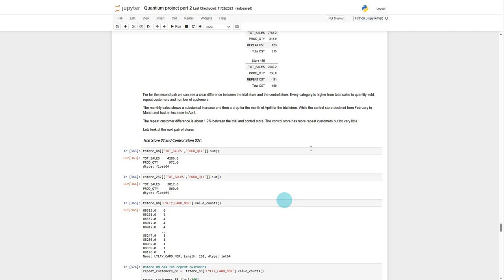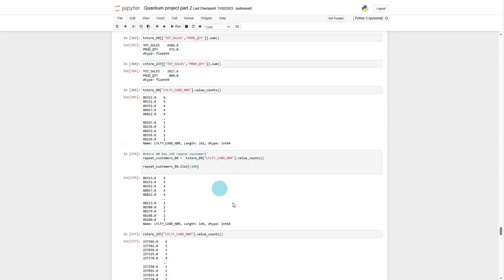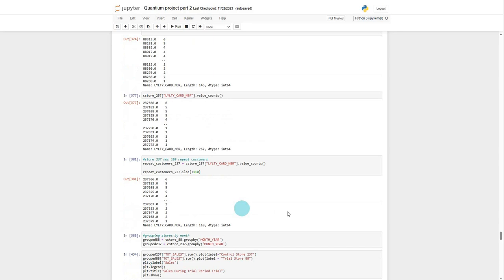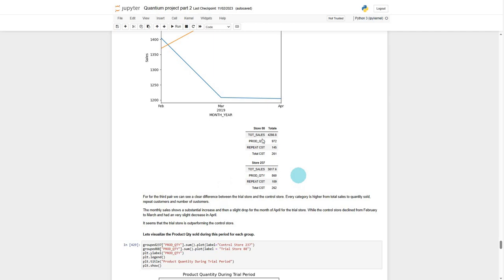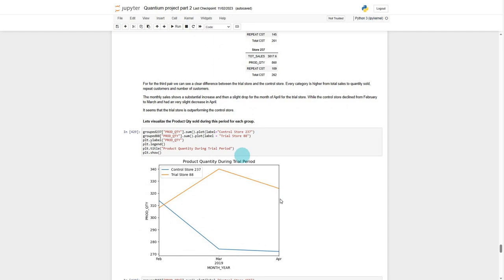And then I did the same thing for the last set of stores, the trial store 88 and control store 237. Looking at the total sales again, see here the control store dips from February to March, and then March to April it declines slightly again, but not as drastic a decline. And in the trial store we can see it increases and then slightly decreases. So a similar pattern, but totally on different sides of the spectrum when it comes to sales. And then total sales, product quantity, repeat customers, again the same information for that set of stores.